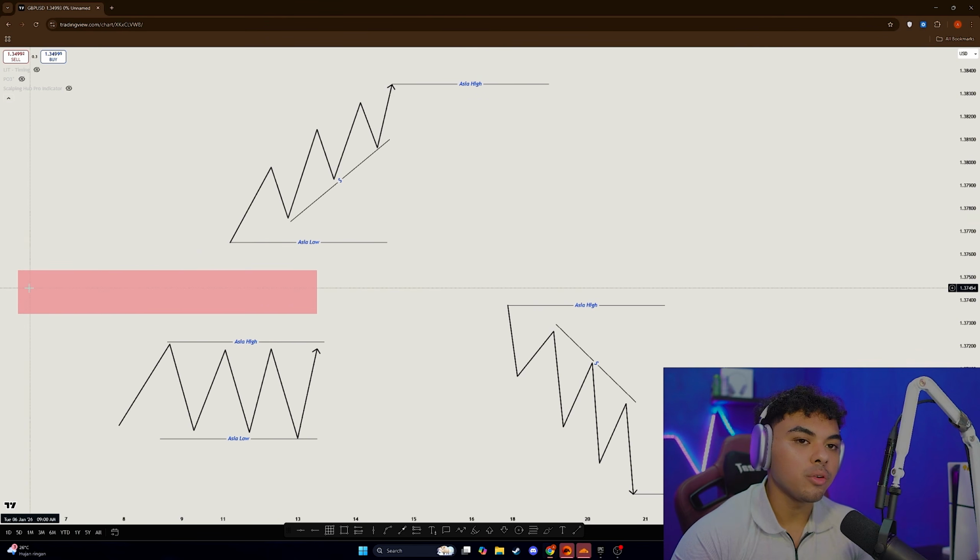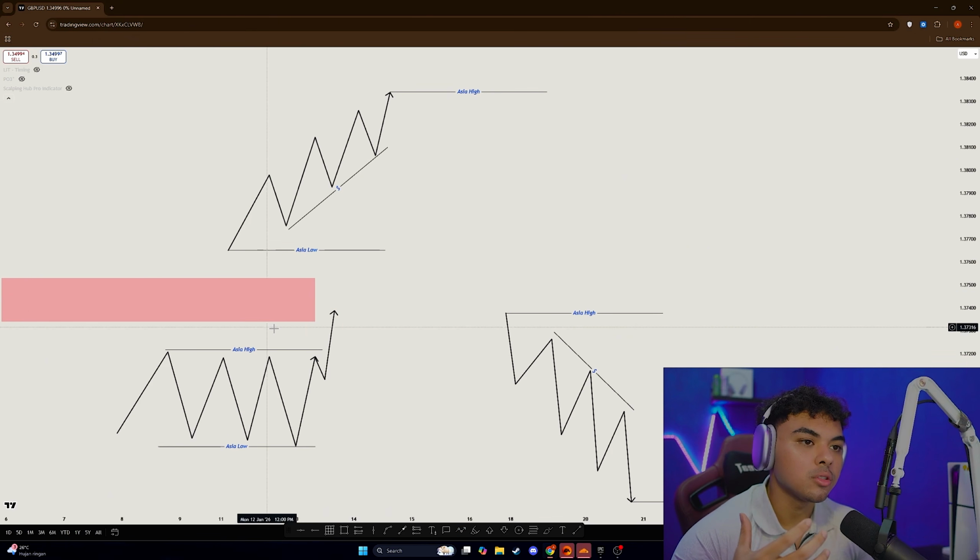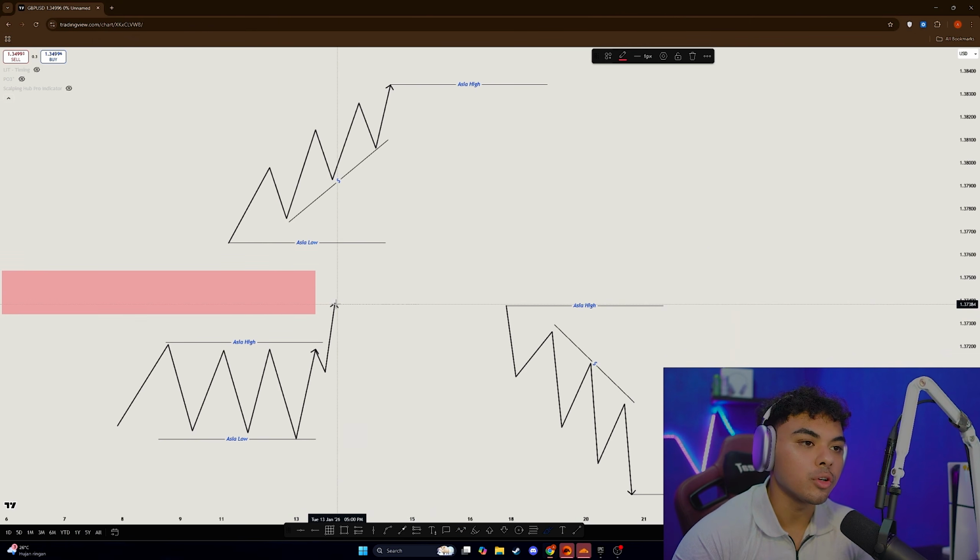Let's say you have a bearish point of interest to the left. You still gotta wait for the price to tap into that point of interest in order for you to look for sells. But guess what? Your sells here would be valid until Asia low. Bare minimum, until Asia low.